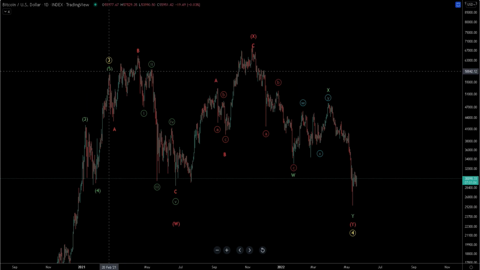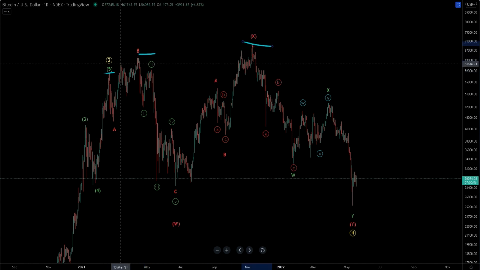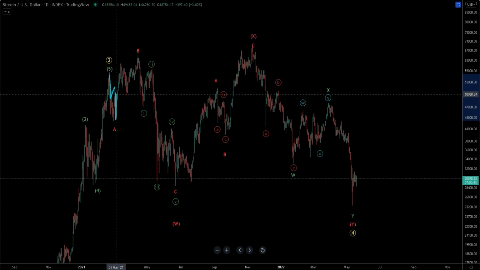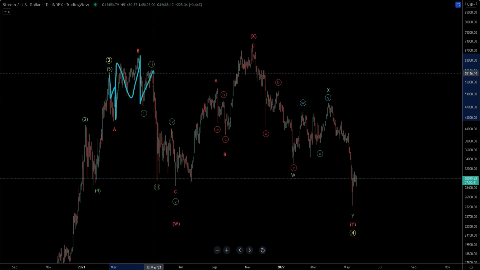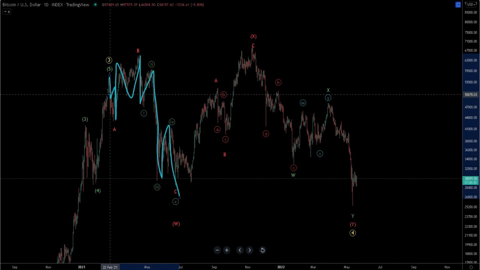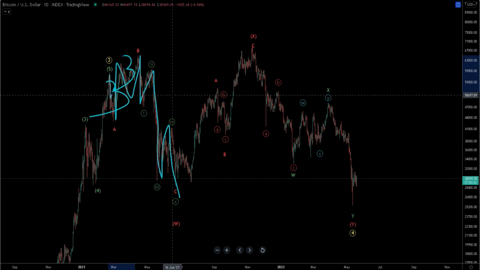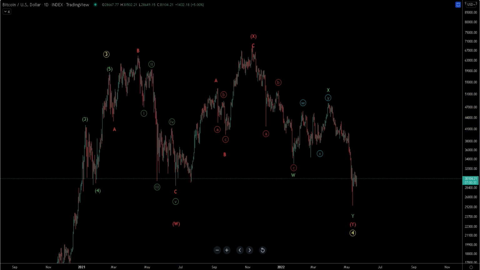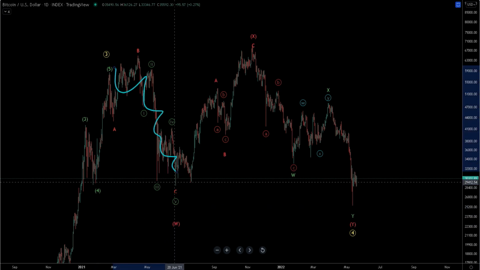Since this bull run ended, and I'm telling you it ended, I know we made higher highs, this bull run ended in February of 2021. We started with a 3-wave move, followed by a 3-wave move, followed by a 5-wave move. That is a 3, 3, 5 expanded flat pattern. That is one wave. All of this is a W.